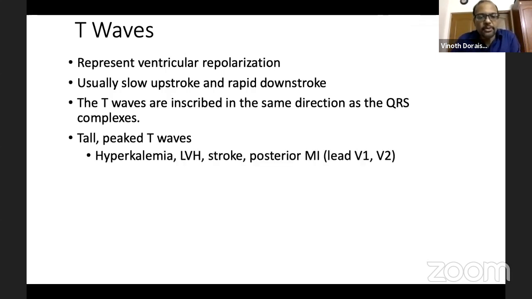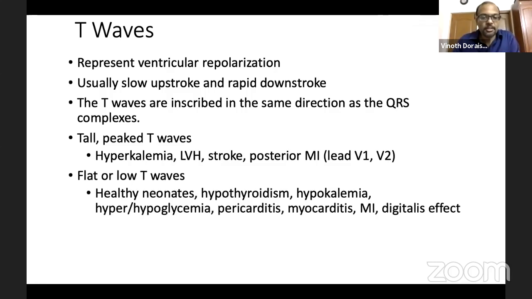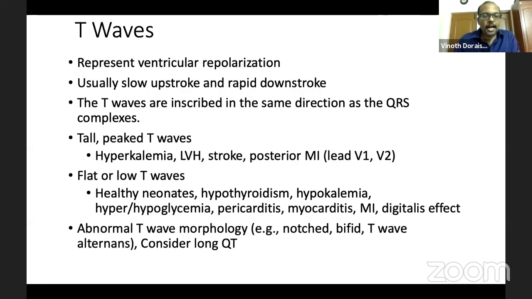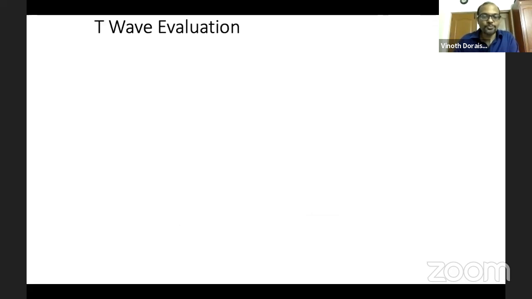Tall peaked T waves can be present in hyperkalemia, left ventricular hypertrophy, or a stroke. Flat or low complex T waves can be present in cardiomyopathies, pericarditis, myocarditis, hypokalemia, and sometimes in digitalis effect. Okay, and abnormal T wave morphology can be present in long QT syndrome, like notched T waves, bifid T waves, or broad-based T waves, abnormally increased T wave duration, or T wave alternans. All these can be present in prolonged QT syndrome.